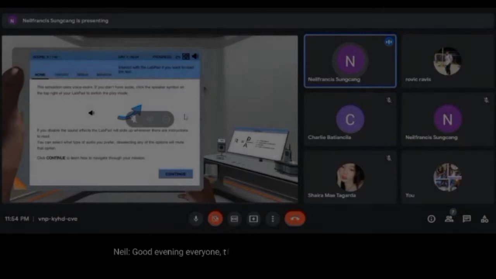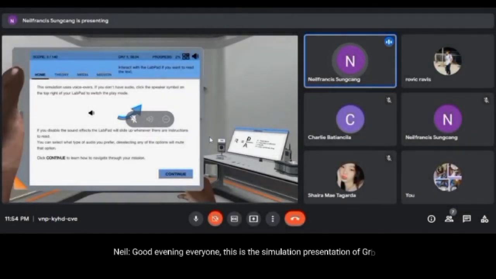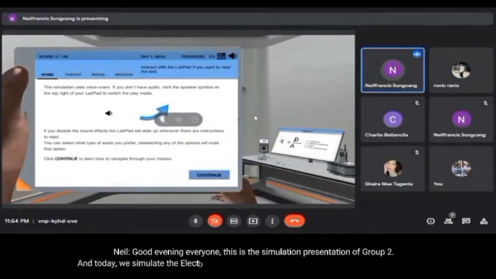Good evening, everyone. This is the simulation presentation of Group 2. And today we simulate the electrical resistance on how to apply Ohm's law to simple circuit.